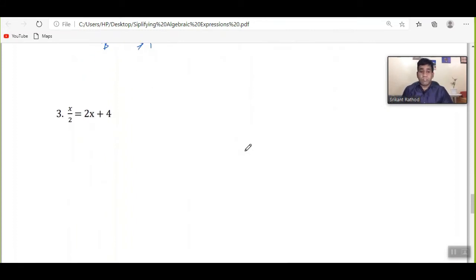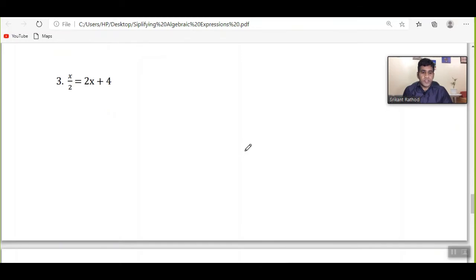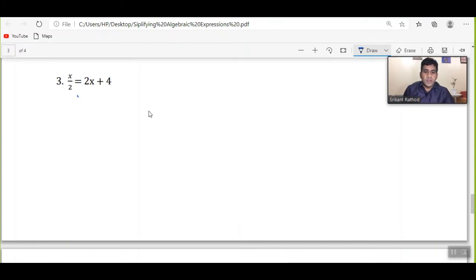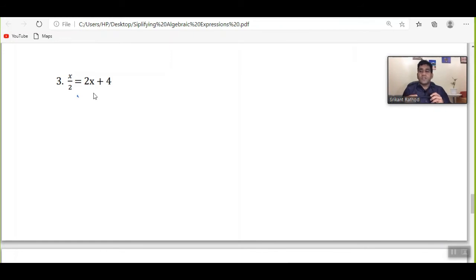Let's consider another example here. x by 2 is equal to 2x plus 4. So again, how do we do this? x by 2 equals 2x plus 4. Many students get confused here. There is nothing here to do the cross multiplication with. Then how do we solve? Remember, 1 is a factor of any number, and 1 is a divisor of any number. So I can keep the denominator of this expression here as 1. Now just do the cross multiplication. So this becomes 1 times x, which is going to be x itself.